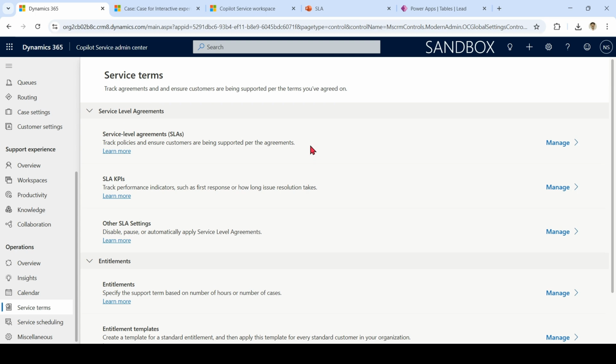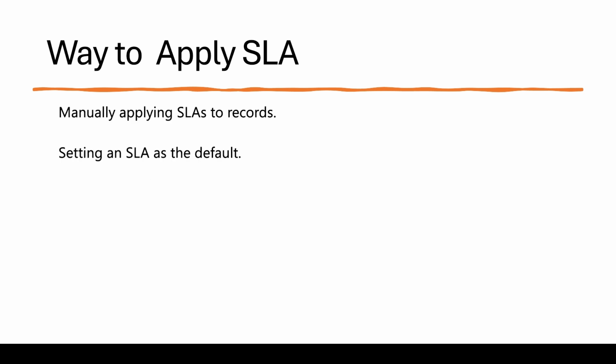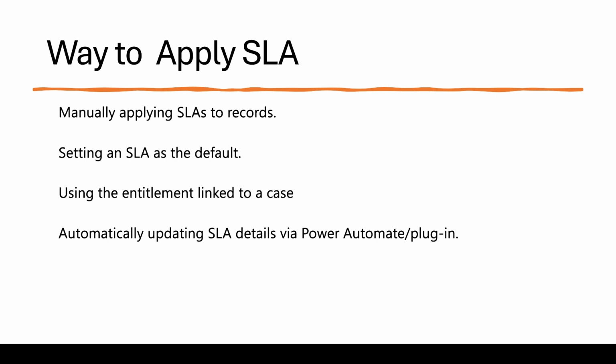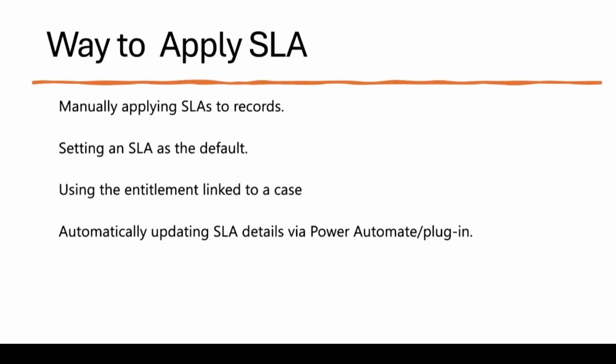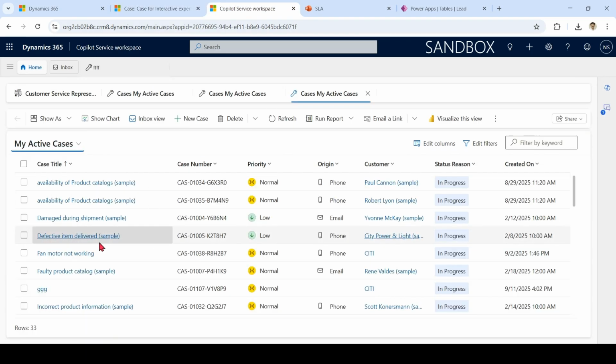So how to apply the SLA to a case? We can apply the SLA in multiple ways: manually, by setting the SLA as default, by using the entitlement, and also automatically with Power Automate and plugins. We will see all of them one by one except the last one, which is beyond the scope of this video. If we want to apply it manually, once we have any case, for example this case, make a new case from here.